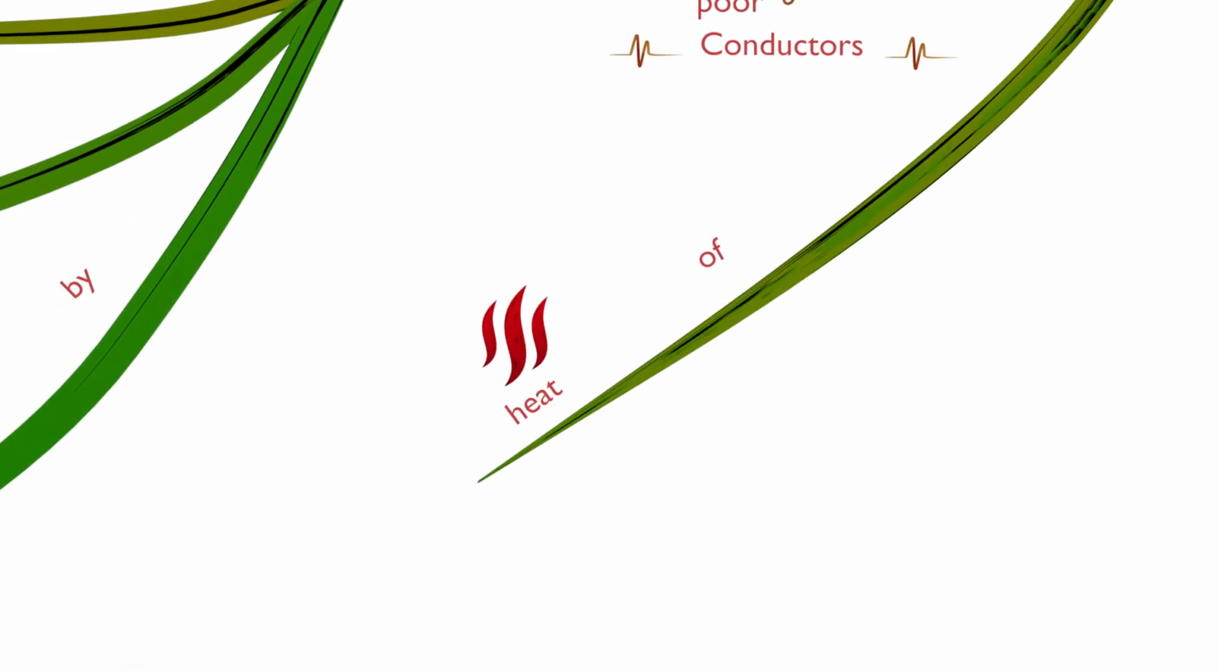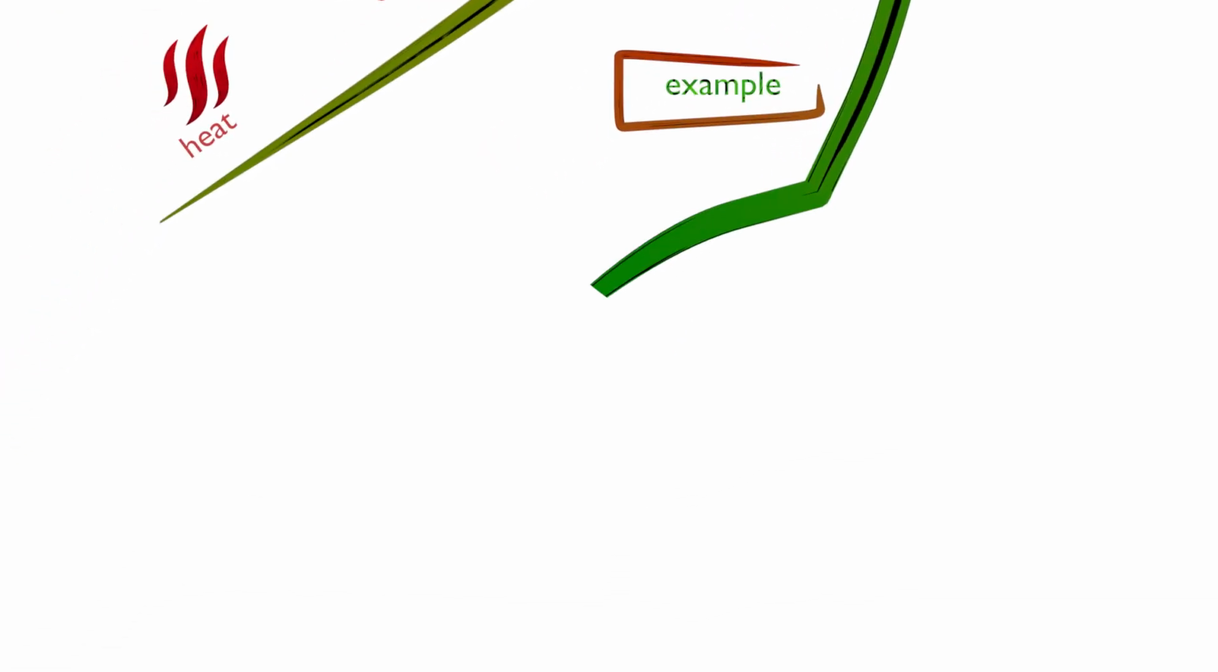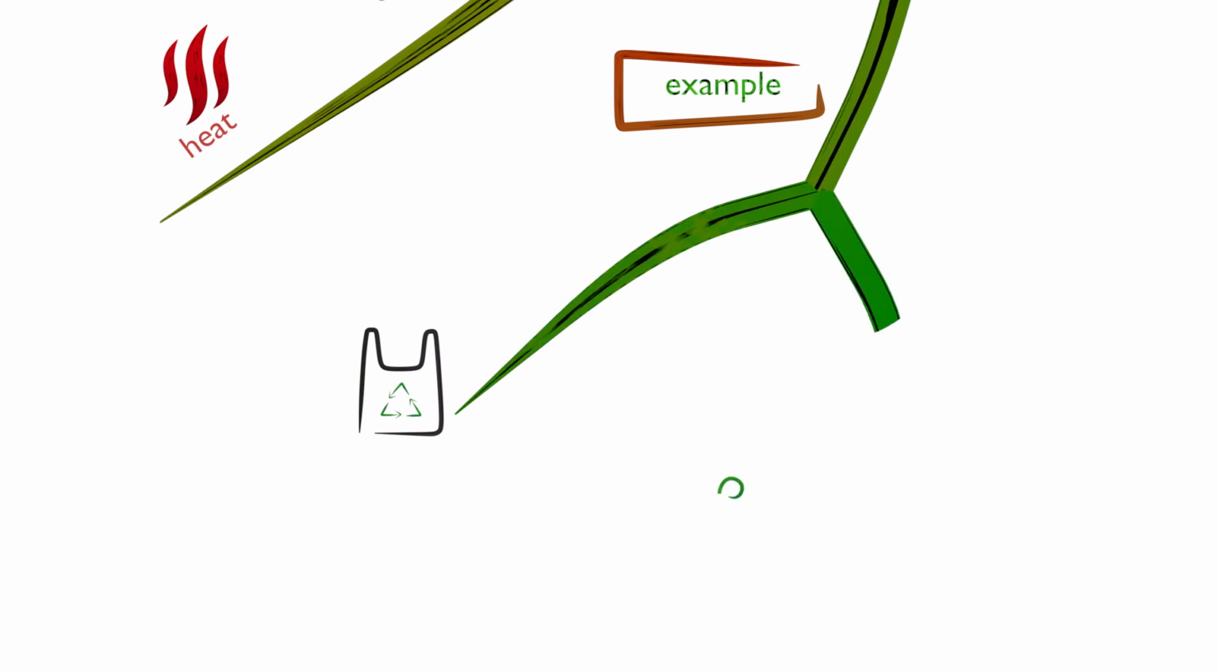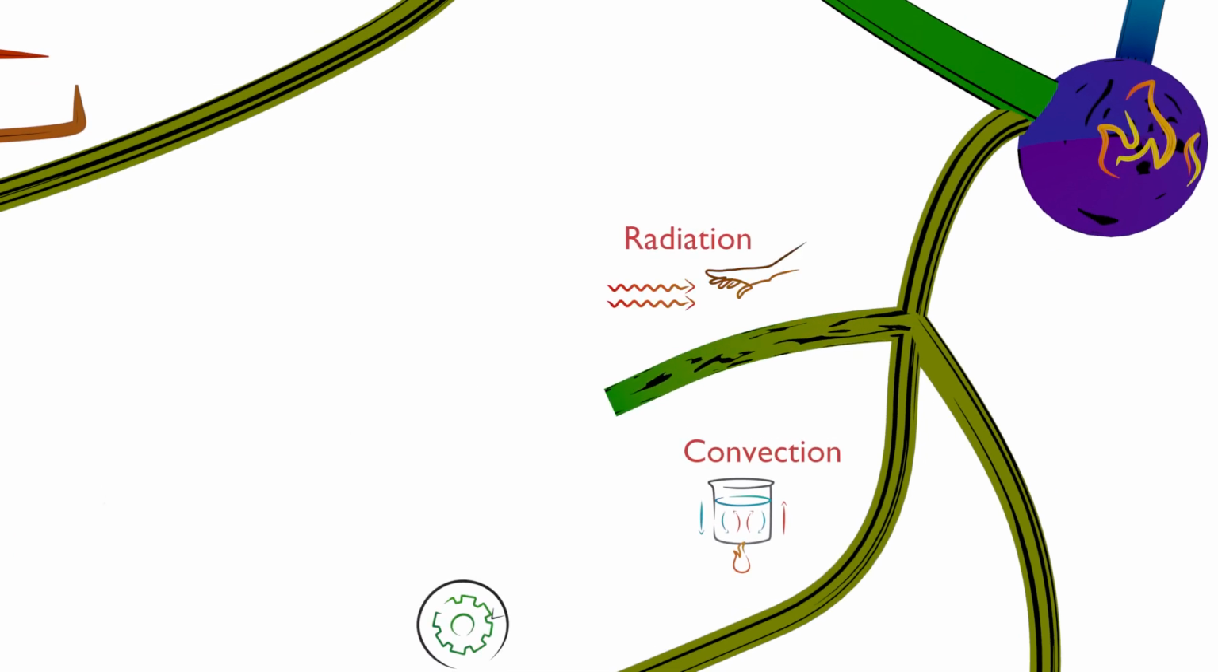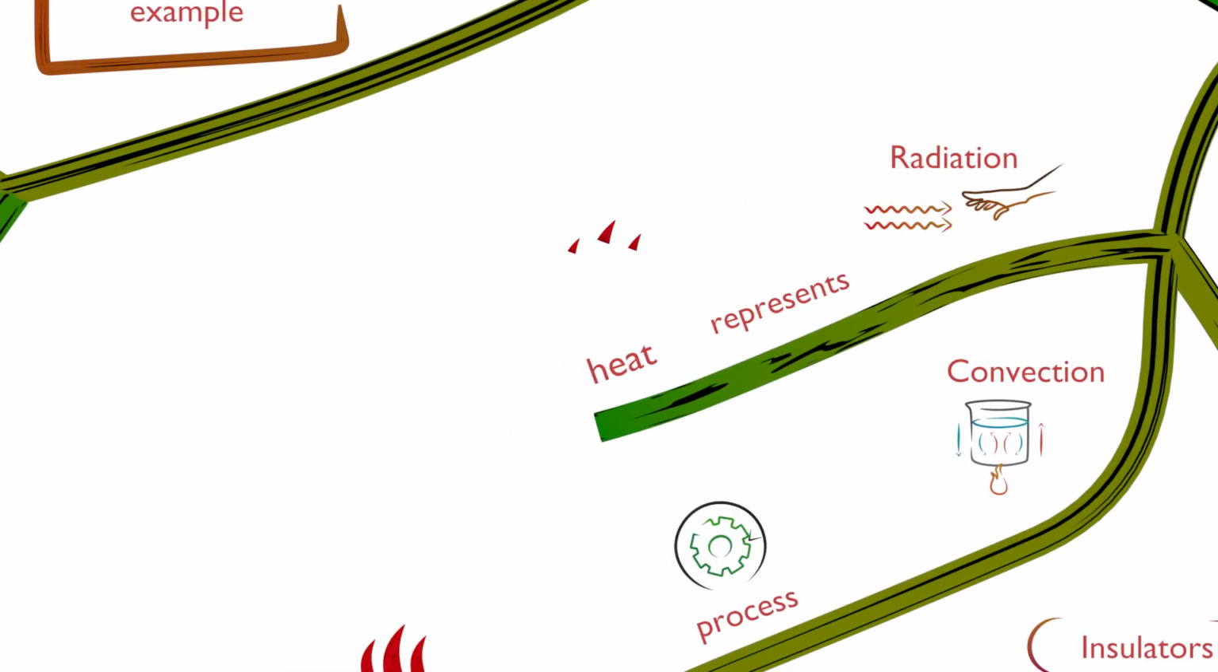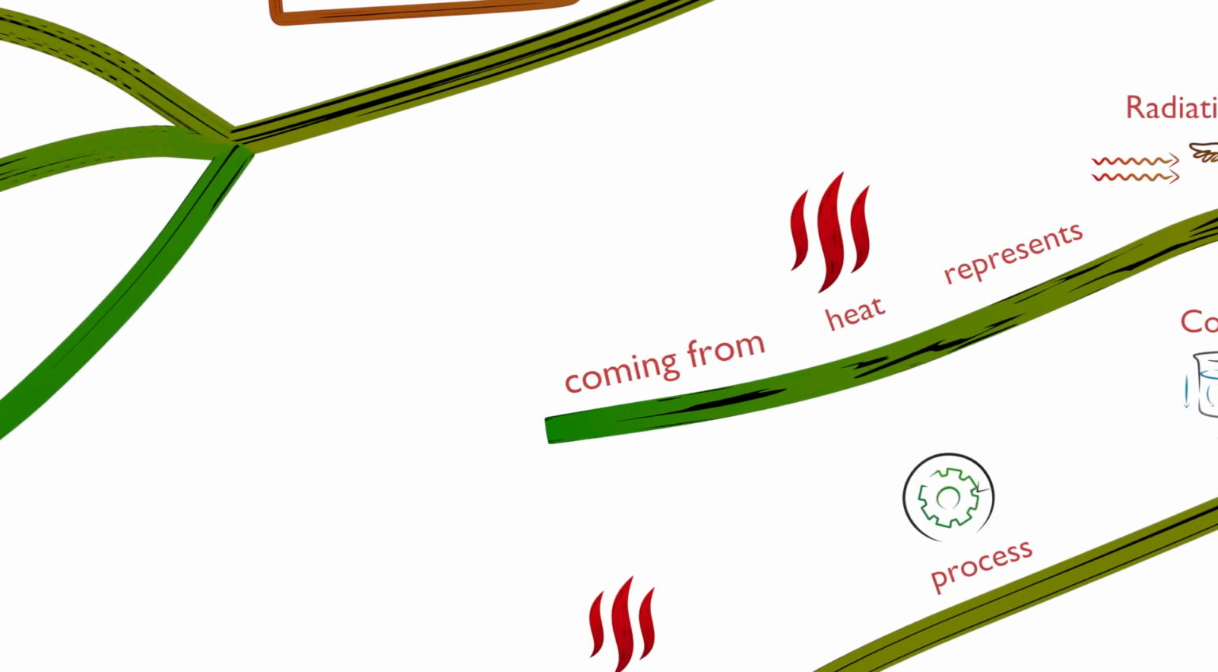And insulators are poor conductors of heat, and its examples are plastic and rubber. The next is radiation. It represents the heat which is coming from sources like the sun.